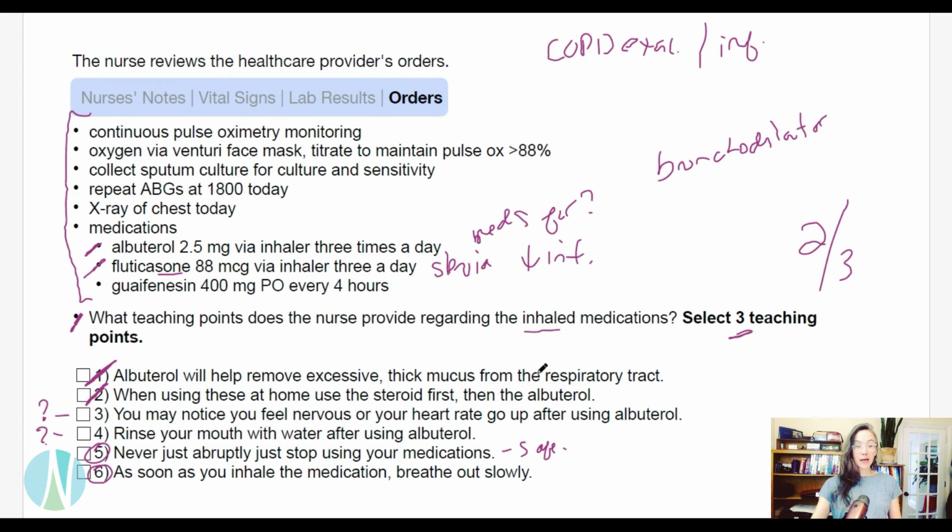So that's good. And then, you really have to know the content. It's not the albuterol that you rinse your mouth with. It's actually the steroid. The steroid can cause thrush to develop in the mouth, so they want the patient to rinse their mouth out. And with albuterol, one of the side effects is it causes an increased heart rate and just kind of makes them feel a little bit shaky.